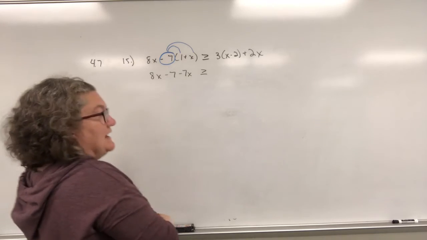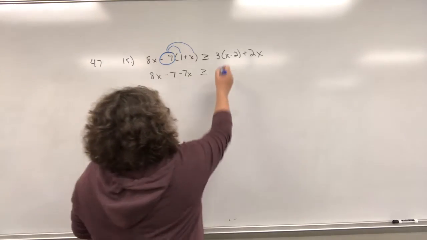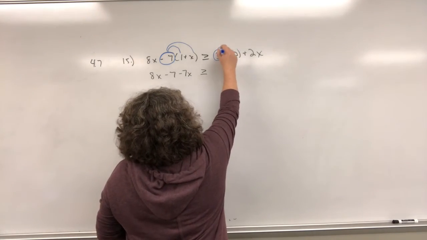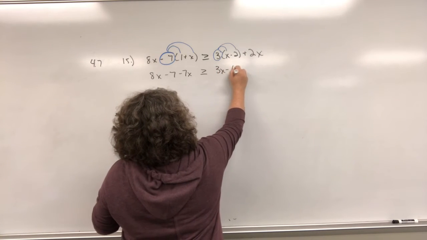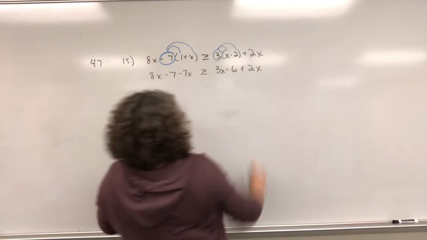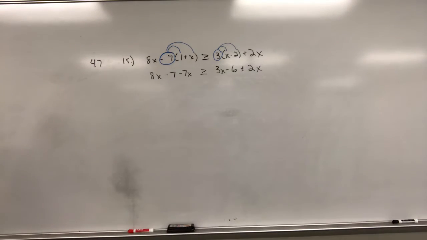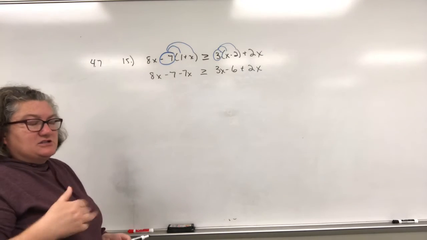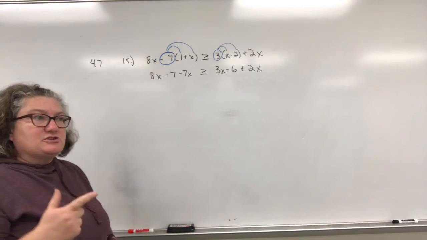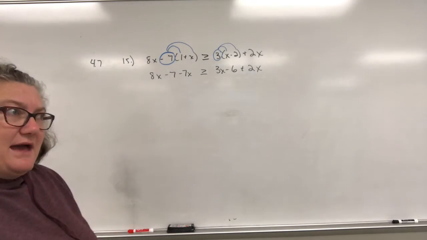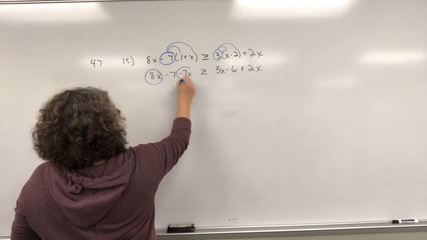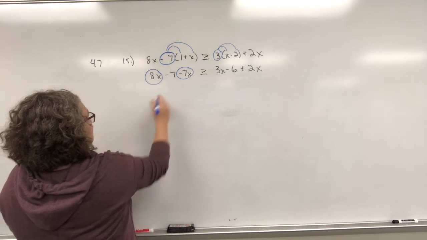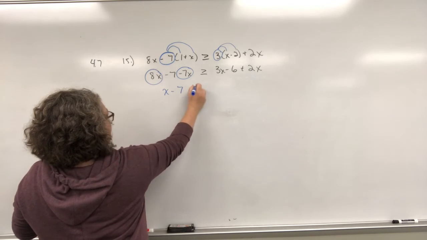On the right-hand side, I'm going to clear that fraction, and I have a 3 I can distribute, and this would be 3x minus 6 plus 2x. So now the next thing, in how to solve equations, a general strategy is: do we have any fractions or decimals? No. Can we combine like terms? Yes. I can combine 8x and negative 7x to just get x on this side.